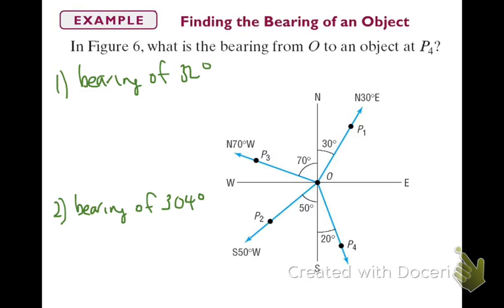Okay, so let's look at the bearing of 32. I'm going to come off my north line right here. I'm going to go 32 degrees, so I'm really going to be right there. So there's my 32 degrees.